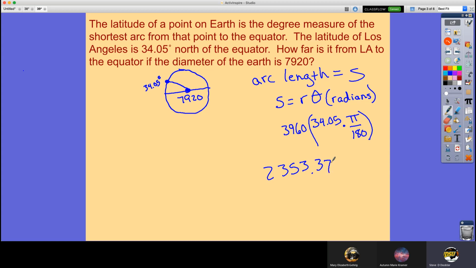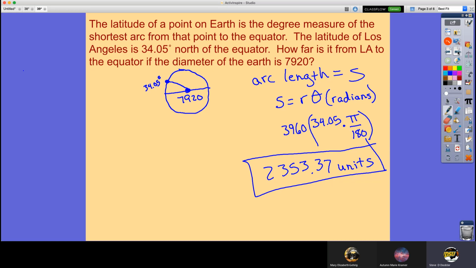2353.37. Now, we should have a label on here, shouldn't we? Do we have a label in the problem? No. So we're going to have to say units here. I have no idea. It doesn't make a whole lot of sense that this would be miles, but it could be. Could be kilometers. It could be meters. I don't know. There's no way to know. So that would be our answer for that. If you're going to use this equation, totally fine. You just got to make sure you change your angle measurement to radians. That's the big part of this one.